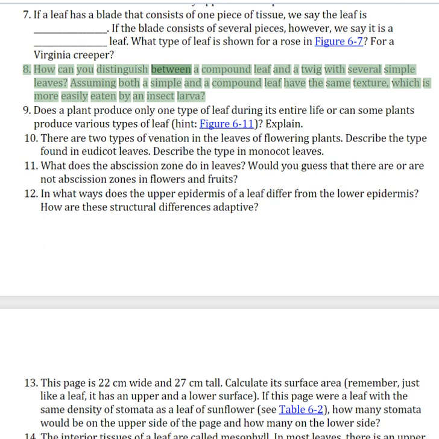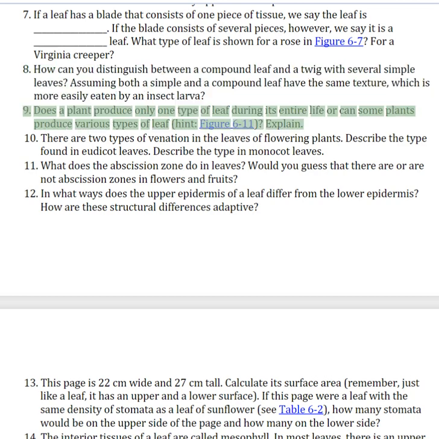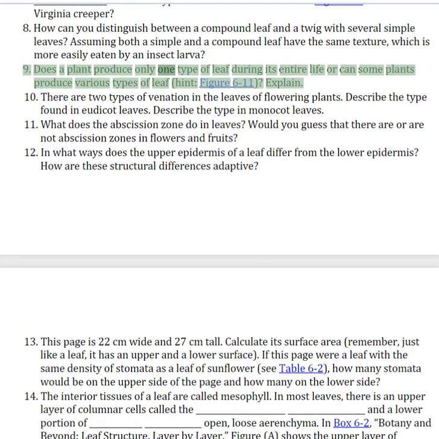8. How can you distinguish between a compound leaf and a twig with several simple leaves? Assuming both a simple and a compound leaf have the same texture, which is more easily eaten by an insect larva? 9. Does a plant produce only one type of leaf during its entire life, or can some plants produce various types of leaf? Explain.